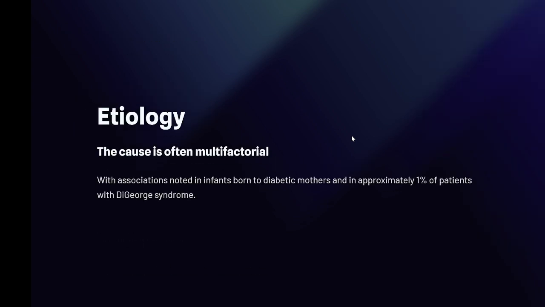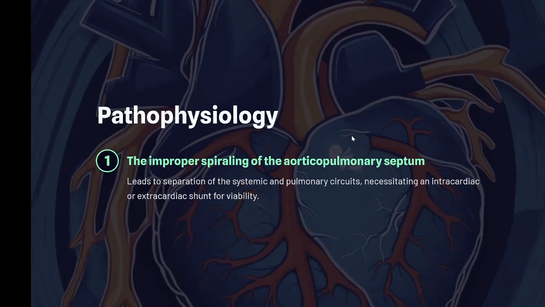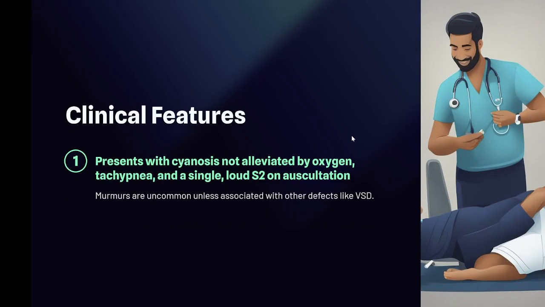Etiology. The cause is often multifactorial, with associations noted in infants born to diabetic mothers and in approximately 1% of patients with DiGeorge syndrome. Pathophysiology. The improper spiraling of the aorticopulmonary septum leads to separation of the systemic and pulmonary circuits, necessitating an intracardiac or extracardiac shunt for viability.